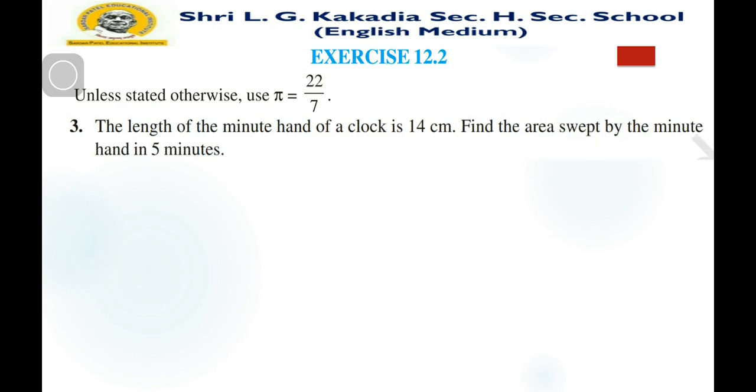Now let's start question number 3. The length of the minute hand of a clock is 14 centimeter. Here it is given that the minute hand of a clock has a length of 14 centimeter. Find the area swept by the minute hand in 5 minutes. As we know, the minute hand moves on the clock with the center fixed, and it sweeps through 5 minutes. So now we are going to find the area swept by this minute hand.